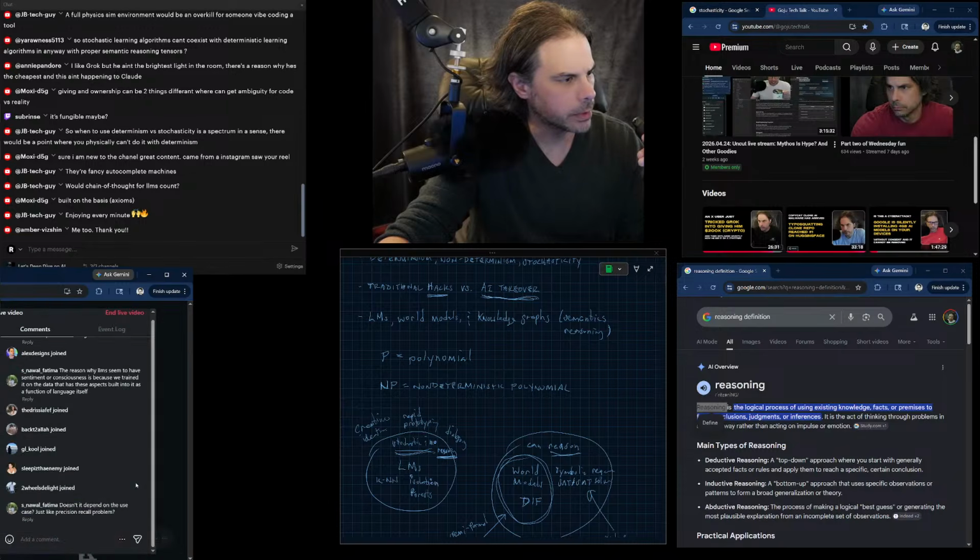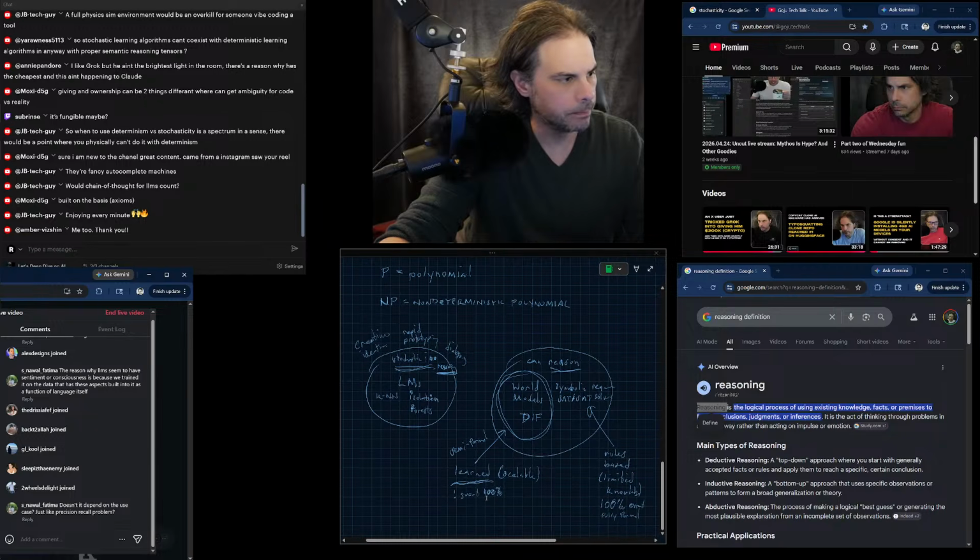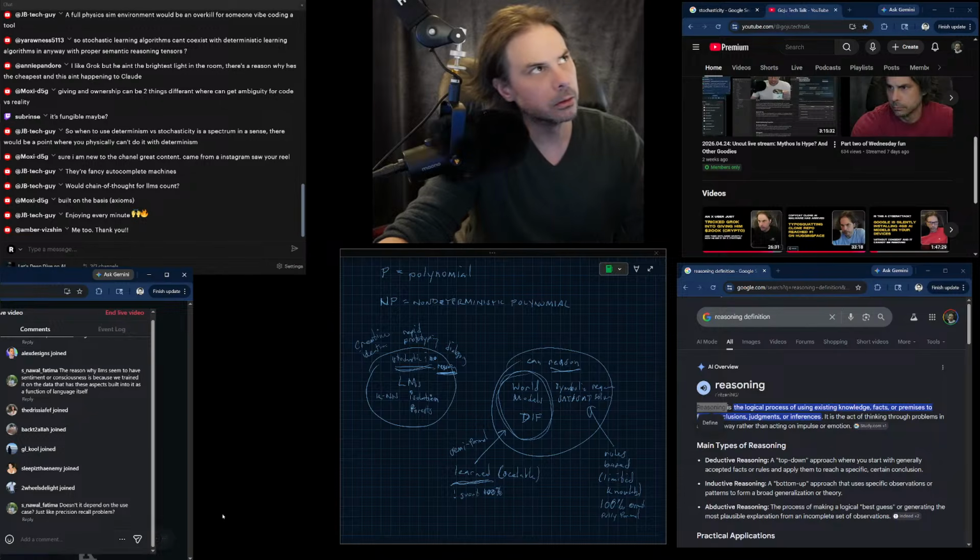So Fontima is asking, doesn't it depend on the use case, just like precision and recall problem? Yes, I think that's correct. If you're asking about the accuracy that it can have with semi-formalism, it depends on many things. If you're talking about code, yeah, that could be the case. But if we talk about the semi-formalism of things like diff and word models, I think it's related to not only domain, but then the data that you're training it on.